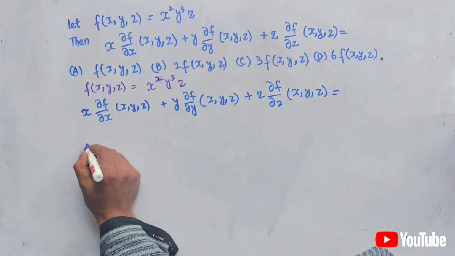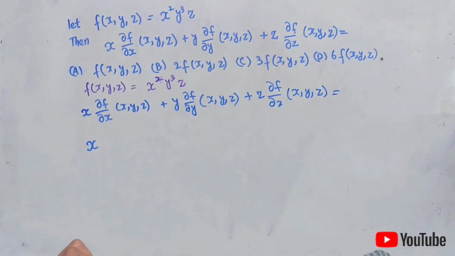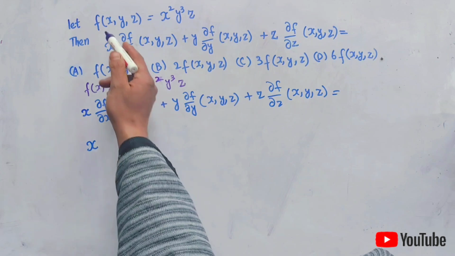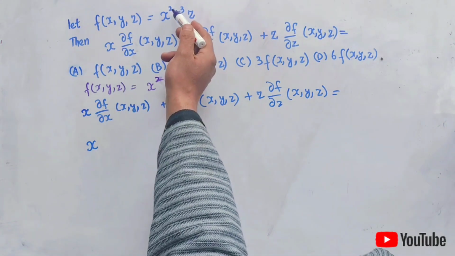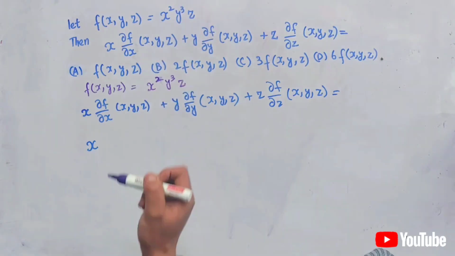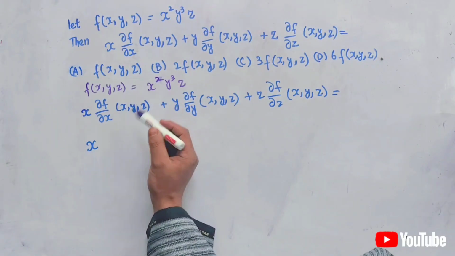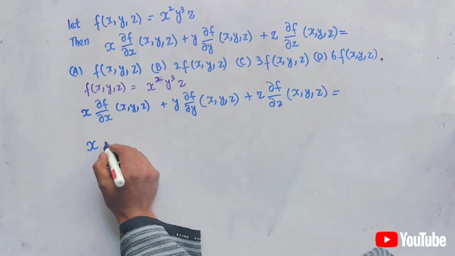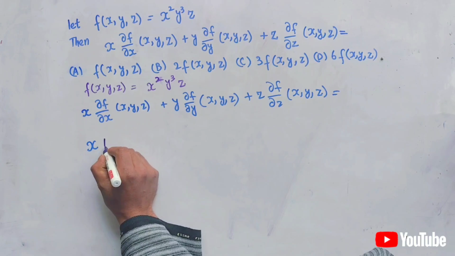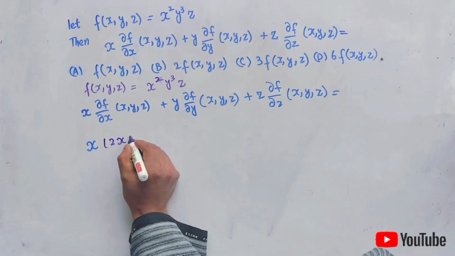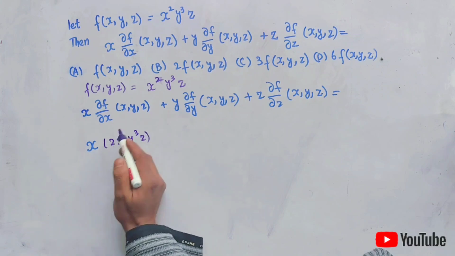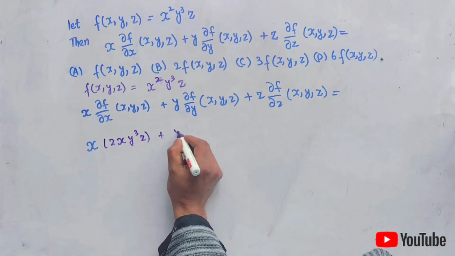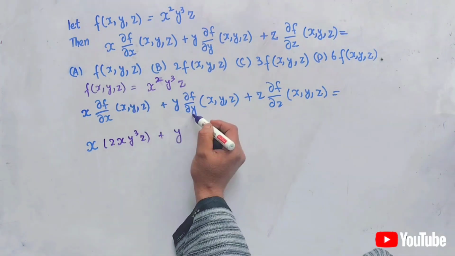Okay, so let's write first x. The derivative of this function with respect to x will be, so the exponent of x becomes coefficient and exponent is subtracted by 1, so 2 becomes coefficient, so we have x times twice x y cube z, and y cube z will remain same because we are taking the partials, plus y times the derivative of this function with respect to y.